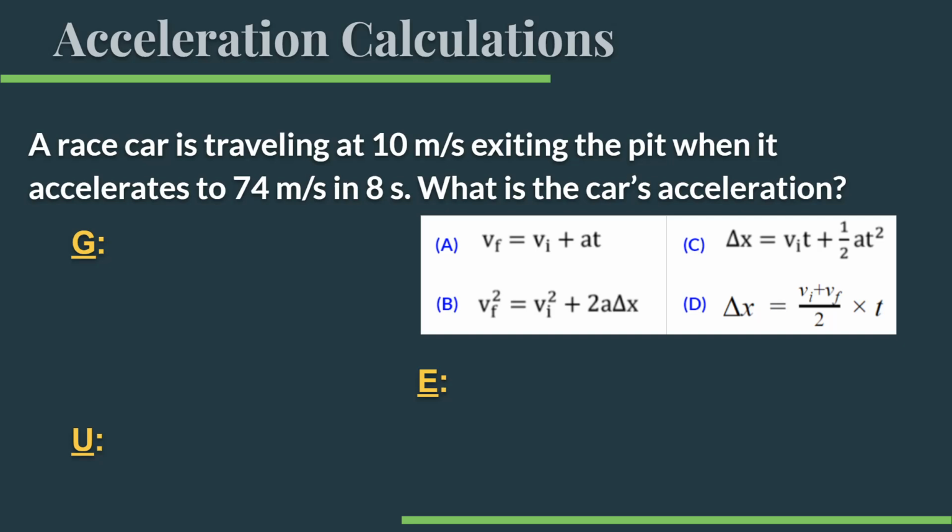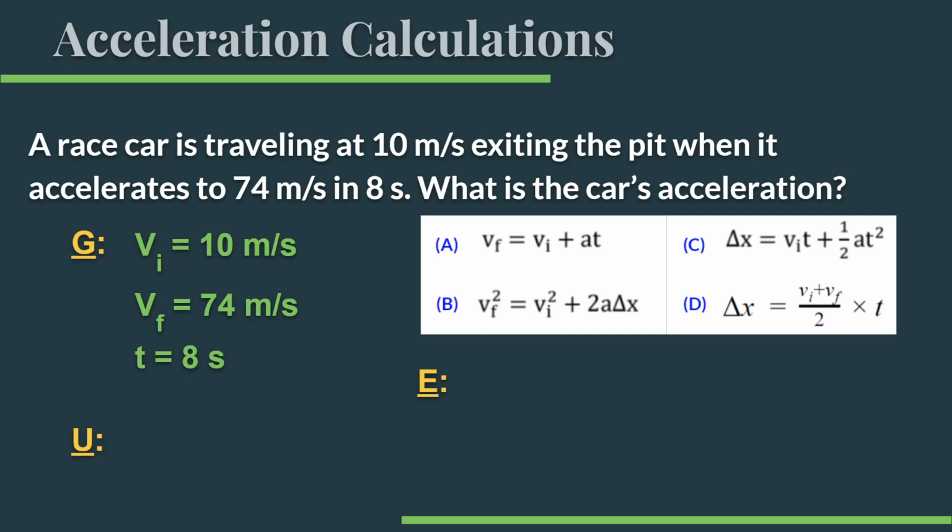The G in my GUESS method stands for given, and we're going to label the information we have been given. For example, I'm given that the car is traveling 10 meters per second, so that's its initial velocity. It's going to then speed up to a new velocity, a final velocity of 74 meters per second. So we're just labeling what we know. I know one other thing, and that is that this whole process takes a time of 8 seconds. Okay, so I have initial velocity, final velocity, and time.